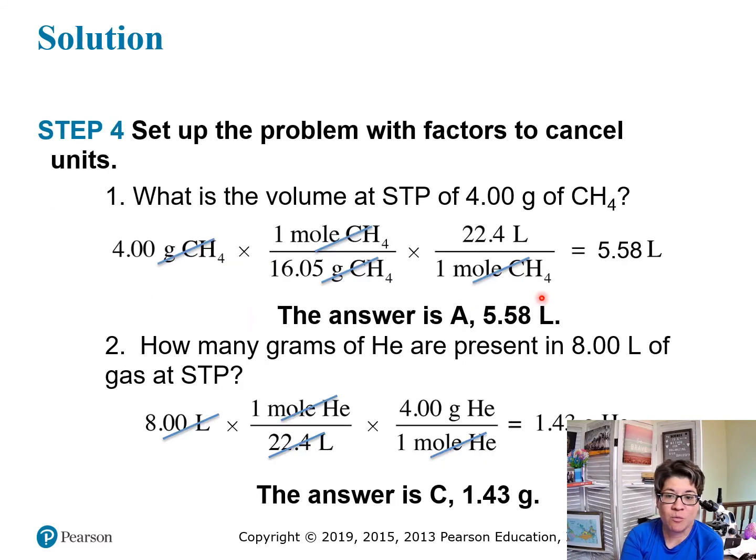Okay, so here's number 1 up here. You have 4 grams of methane. You convert them to moles, and then you convert it to liters. So 4 grams is going to take up 5.58 liters of space. For your second one, you've got 8 liters of helium. You're going to convert that to moles using your liters, and then you're going to convert moles to grams. So that's going to be 1.43 grams of helium.